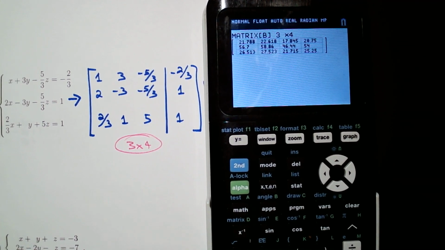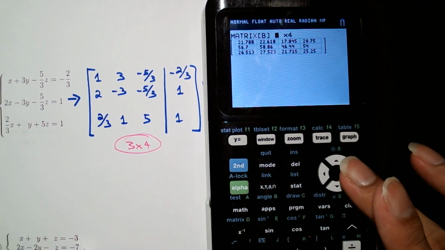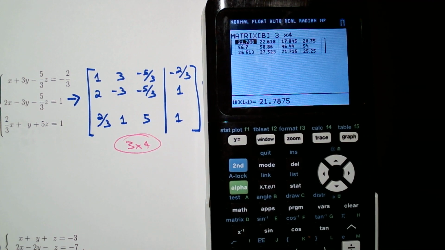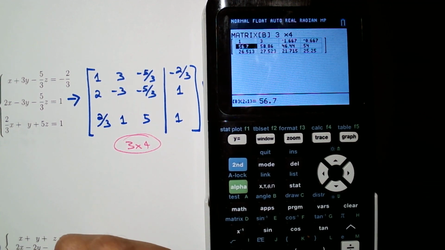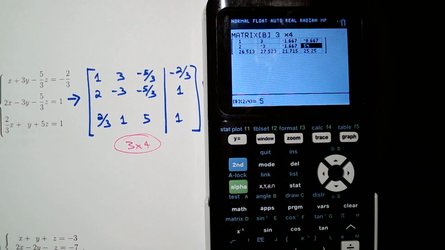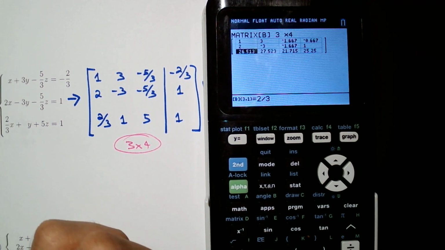So edit and ignore these numbers. Okay, those are from a different class. So I'm going to type 1, 3, -5/3. Notice it's going to turn everything into decimals. At the end, we're going to change everything to fractions again, and then -2/3, 2, -3, -5/3, and 1. That's 2/3.